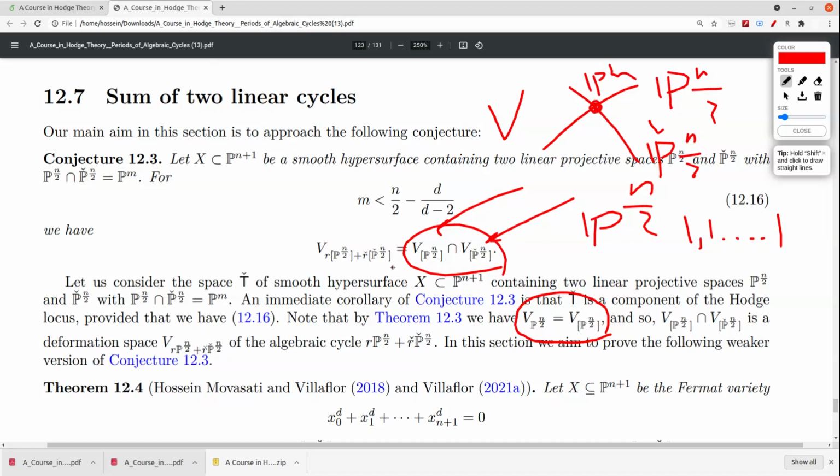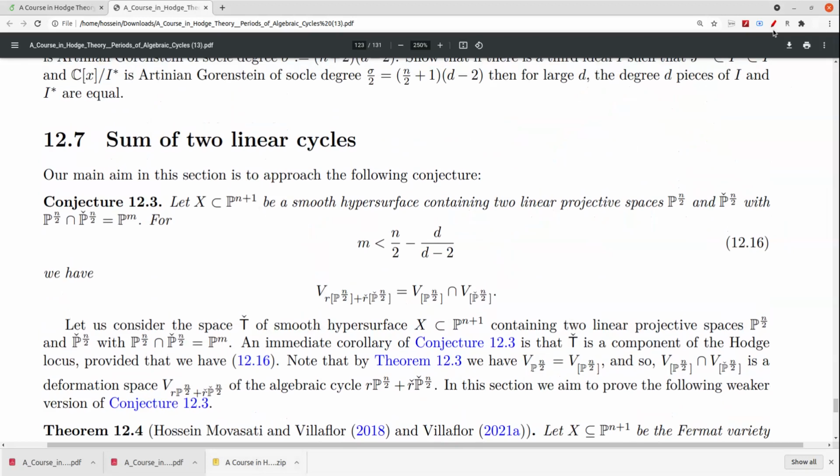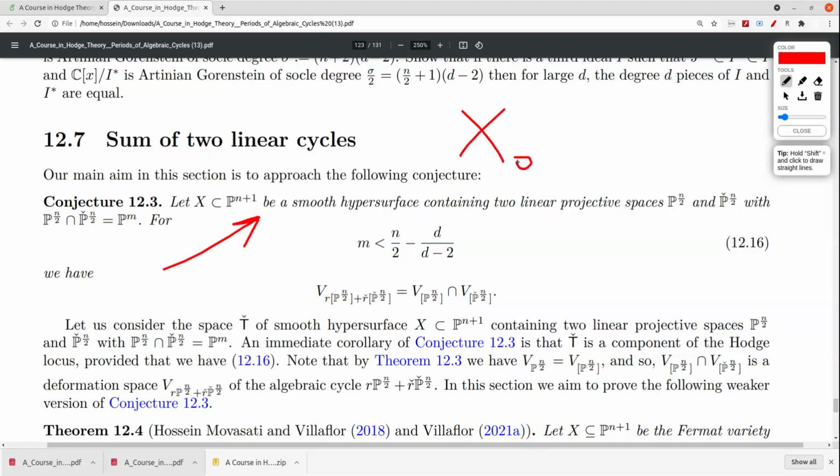So this means that this Hodge locus parameterizes these two algebraic cycles. The reason why this is stated as a conjecture is that the next results are only for Fermat, and our computations are done just around Fermat.